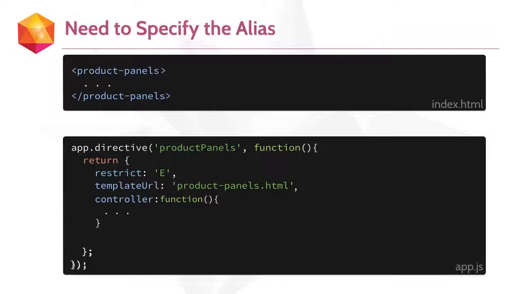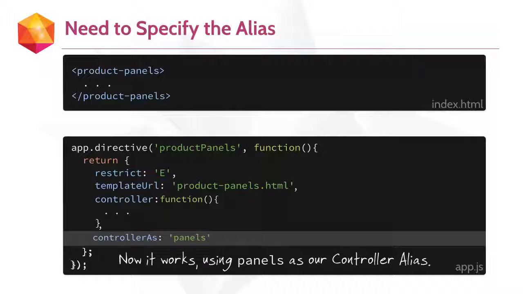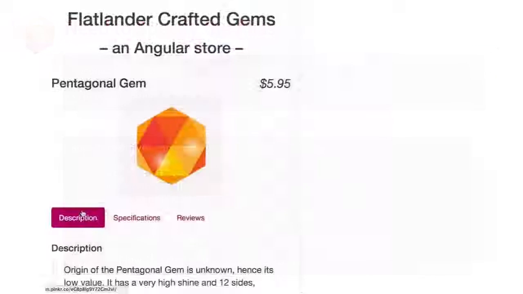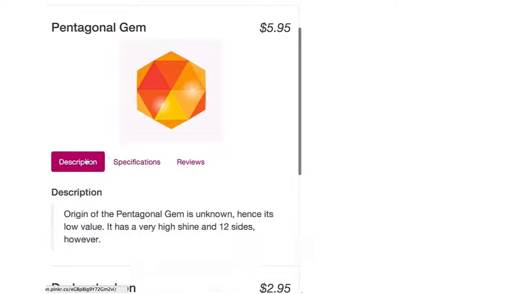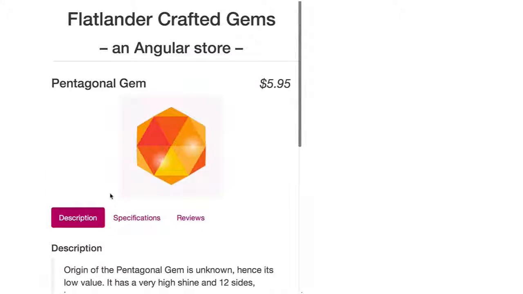The first thing we need to do is specify the alias we'll want to use inside of this directive to refer to the controller, in this case, panels. And that's all there is to it, and we can see that everything works as it should. Nothing much has changed, except our HTML has become more organized and expressive.